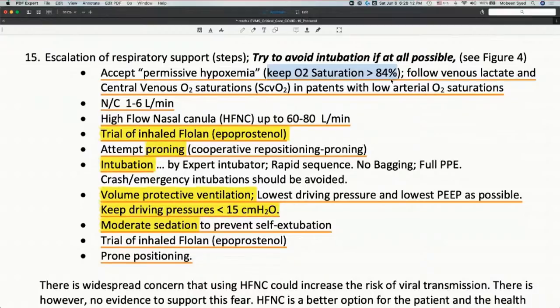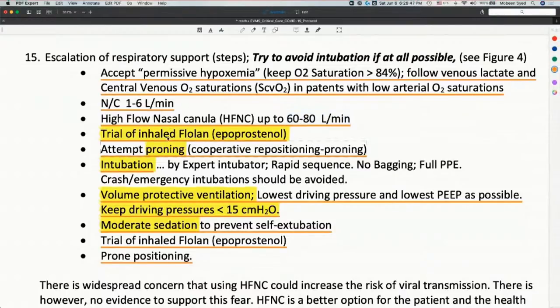So do not put the patient on a ventilator if you're seeing the patient is, let's say, at 86, 87. Don't rush to the ventilator. Accept it up to 84. Accept that it's okay. Hold off on taking the patient to a ventilator. Follow venous lactate and central venous oxygen saturation. That is fine. Nasal cannula: oxygen flow now is 1 to 6 liters per minute. High flow nasal cannula up to 60 to 80 liters per minute.